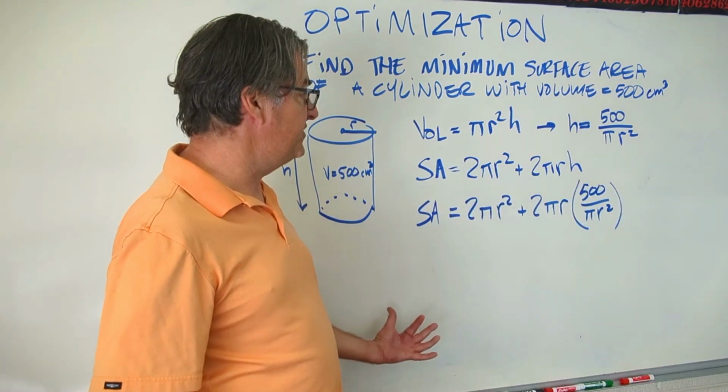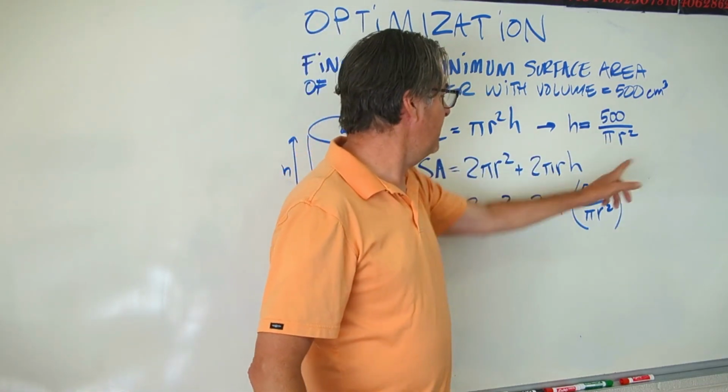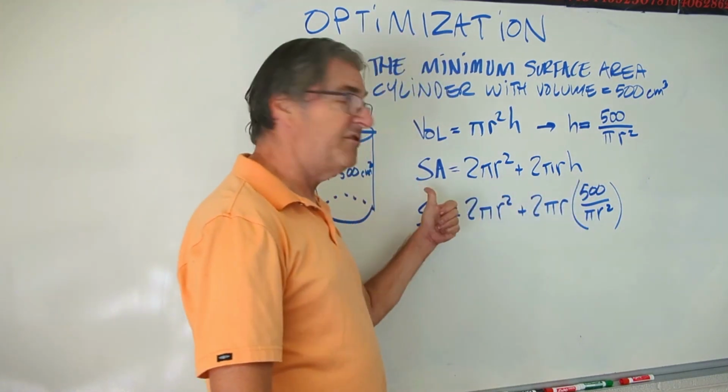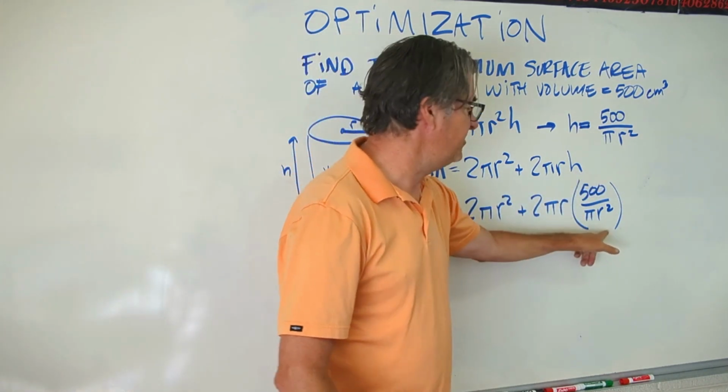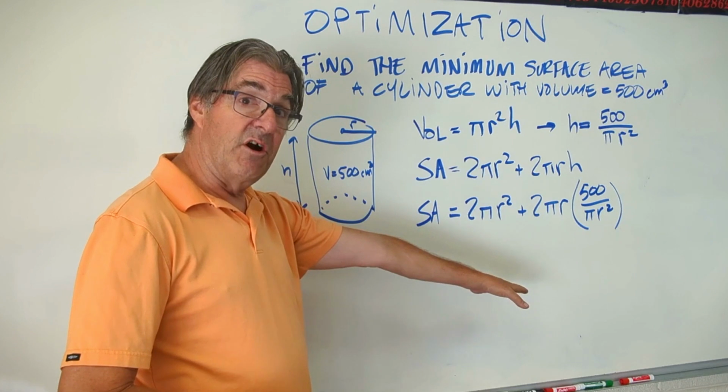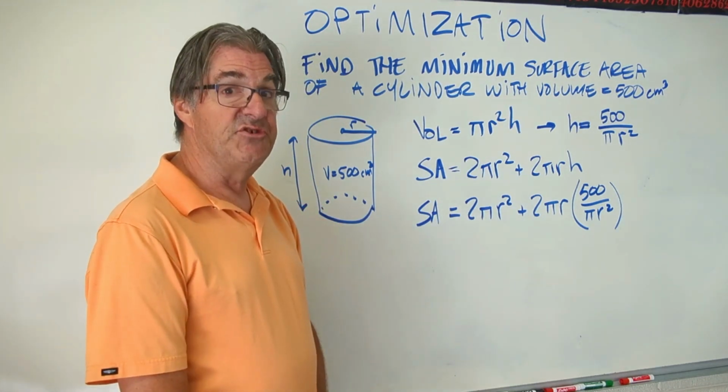Okay, here's my substitution step. All I did is I took this term here, put it in for h in my surface area equation, and I get this equation. Now, if you haven't gone further already, simplify this as far as you can.